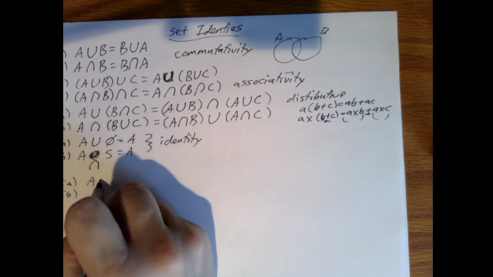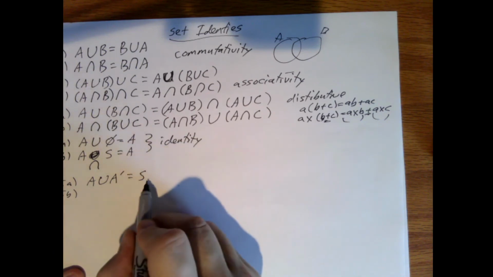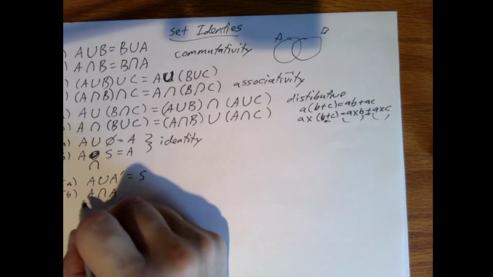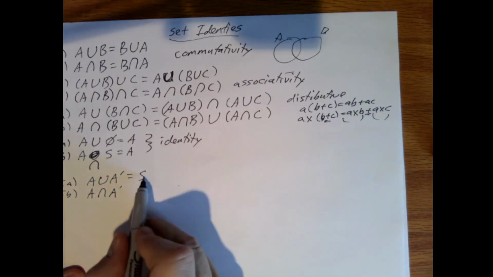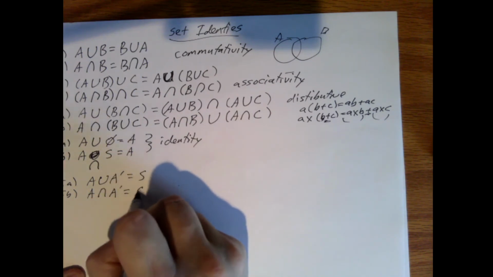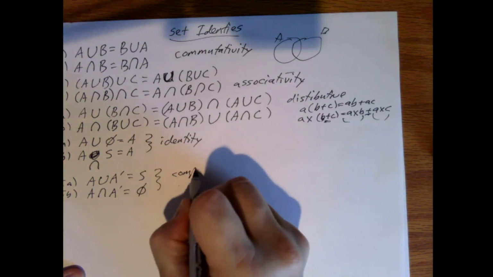So the union of A with the complement of A has to be everything. That's S. But the intersection of A with its complement, they can't share any elements. Because remember, the complement of A is everything in S that's not in A. So there can't be any overlap. Okay? So those are called complements.